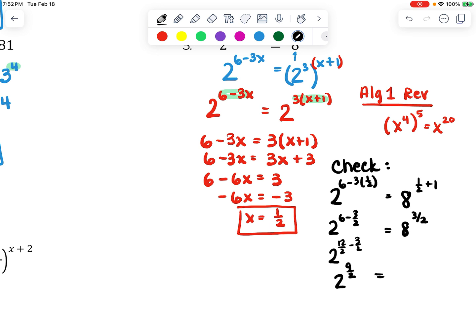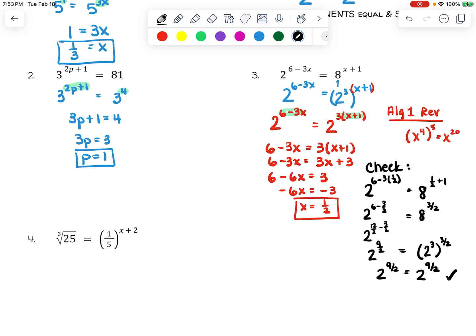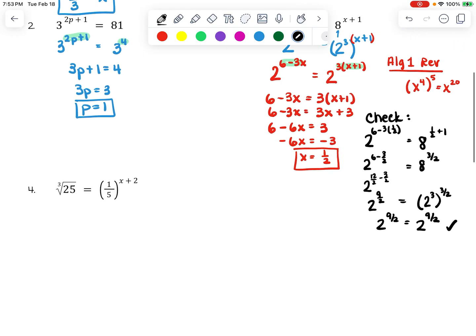And then is equal to, I'm going to change 8 to 2 to the 3rd, and then I have 3/2, and I get 2 to the 9/2 is equal to 2 to the 9/2. Check. I know I got it right. Okay. Now, when we start to get to this point, this gets real ugly real fast.